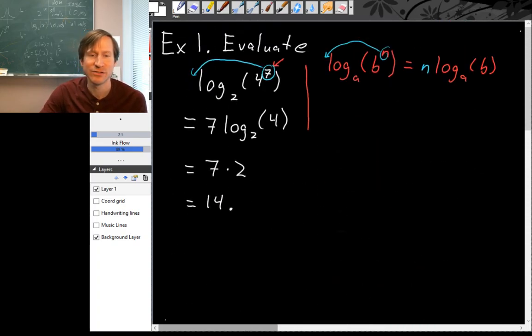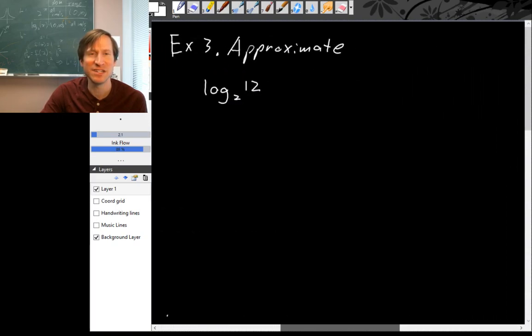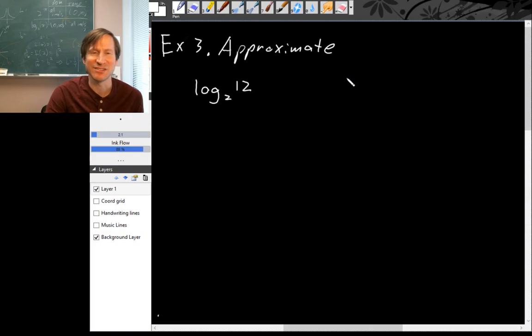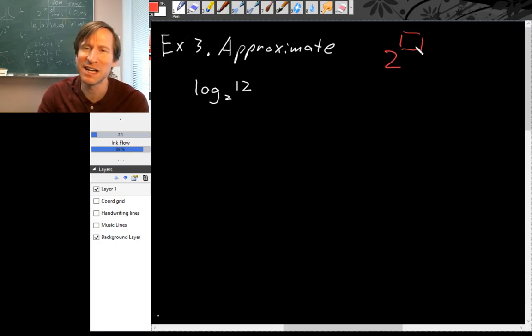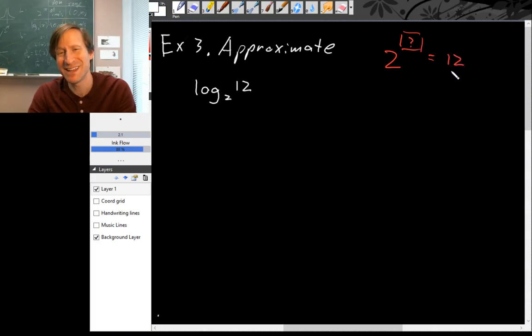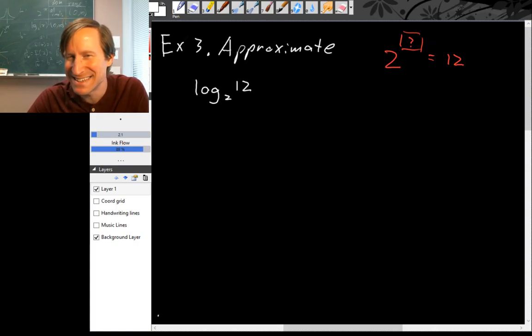Okay. So there's one last situation that we have to deal with, and that's something like this. So let's approximate log base 2 of 12. Well, before approximating, you might think if we could evaluate this exactly, we'd have to figure out what power of 2 would give you 12. Well, again, there's some power of 2 that gives you 12, but it's not a nice number. I mean, 2 cubed is 8, 2 to the 4th is 16, so it's somewhere between 3 and 4, but other than that, I can't really say.